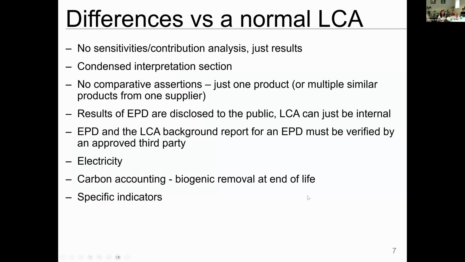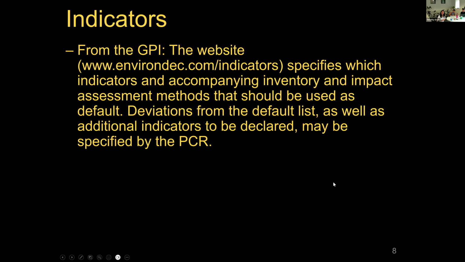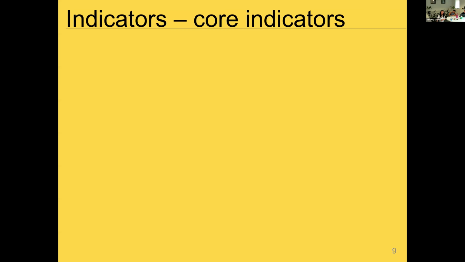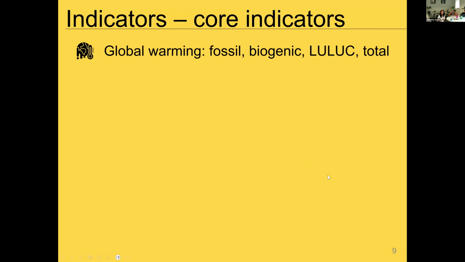And then there are a long list of specific indicators that you have to include in each EPD. So the GPI specifies exactly which ones, and this is relevant to any product category. Construction products have a few more compared to different kinds of products. So the core one that every single EPD needs to have is global warming potential. And this is split into 4 different categories: fossil, biogenic, land use and land use change, and then the total, which is basically a sum of the other 3.